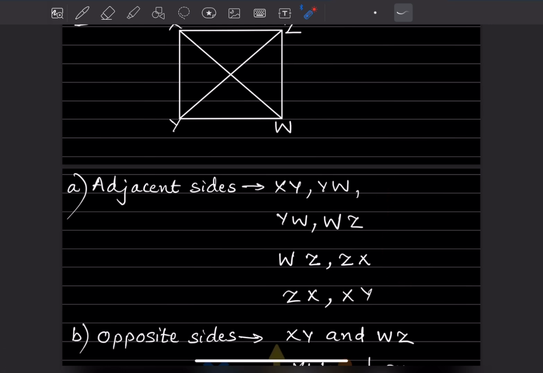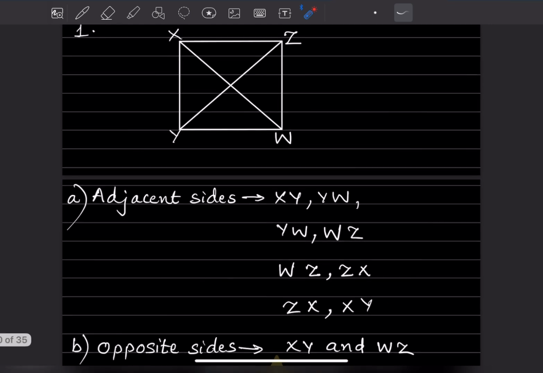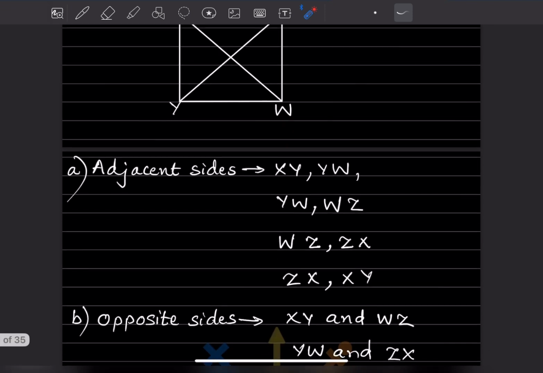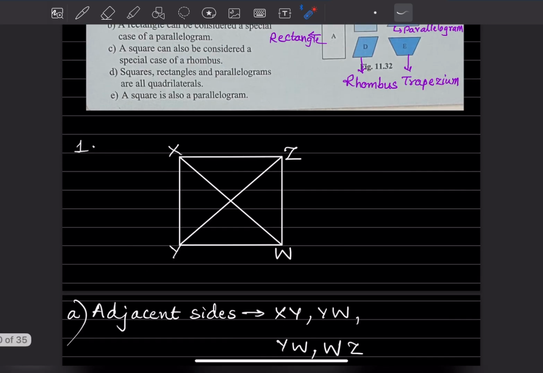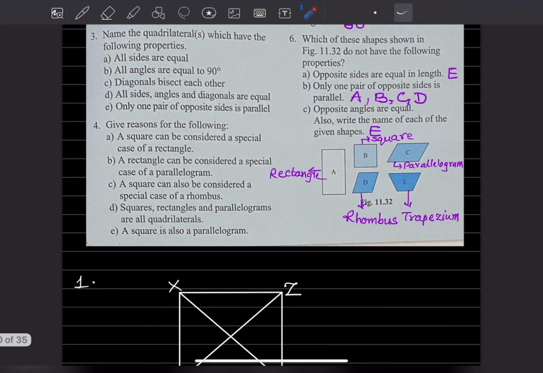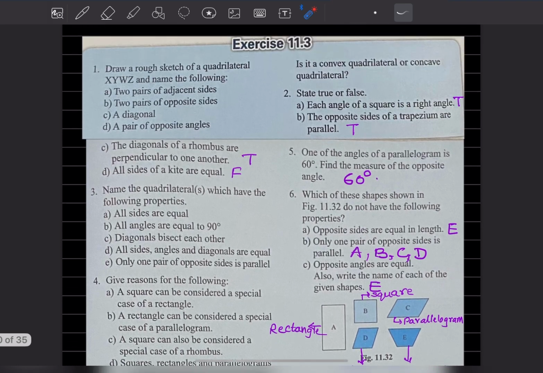Then they have asked for the opposite sides. Opposite sides means if we take XY, the opposite will be, oh sorry, WZ. Then the other pair will be YW and ZX. So these are the opposite sides. The 2 pairs of adjacent sides and opposite sides are done.